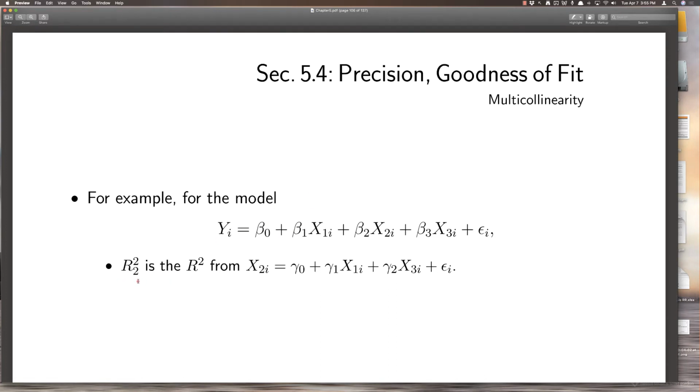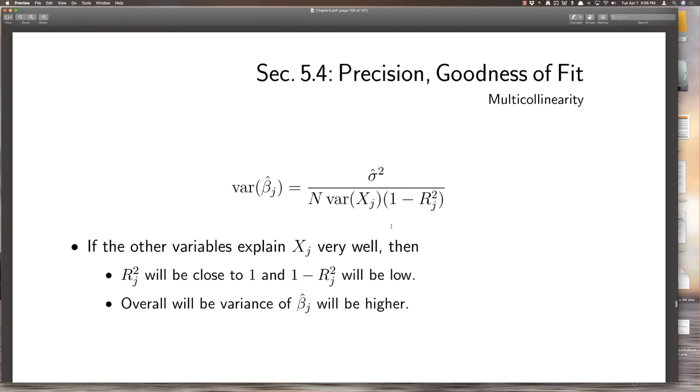And just to show you for completeness' sake, R squared 1 is the R squared from this regression where x1 is the left-hand side variable. R squared 2 is the regression when x2 is the left-hand side variable, and all the other x's are on the right-hand side. The same thing with R squared sub 3. It would be the R squared from an auxiliary regression where x3 is the left-hand side. But really, we're just going to mostly care about this one, R squared sub 1. We're going to want to know how correlated is x1 with all the other variables in the model.